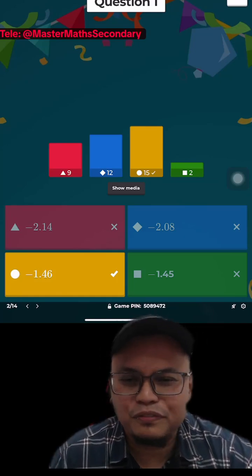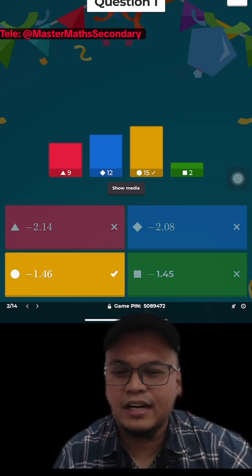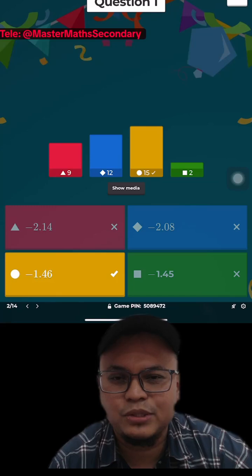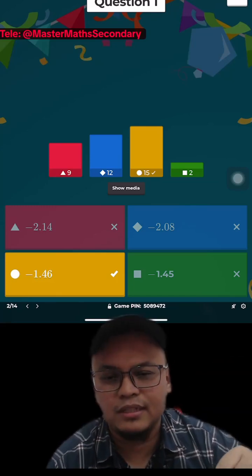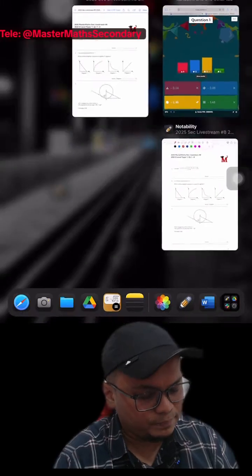Now most of you got this right. The answer is actually negative 1.46. Let me explain. So this one here, basically, guys, you just have to punch into the calculator and whatever value that you get from your calculator. Okay, so I'm just going to show you.